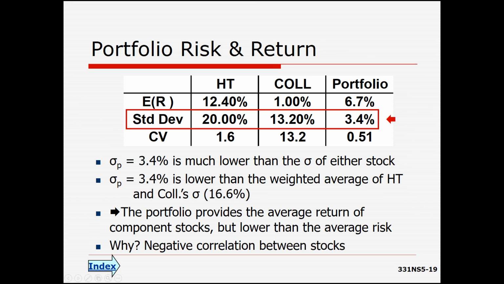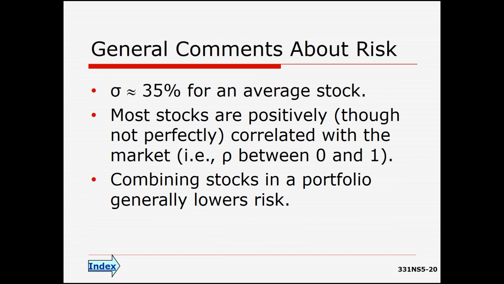This table recaps our results for both stocks individually and together in a portfolio. It highlights the significant reduction in risk by combining the two risky stocks into a portfolio. Negative correlation. The returns on these two stocks move opposite to each other. The drastic reduction in risk in our sample portfolio was driven by the strong negative correlation between high-tech and collections.